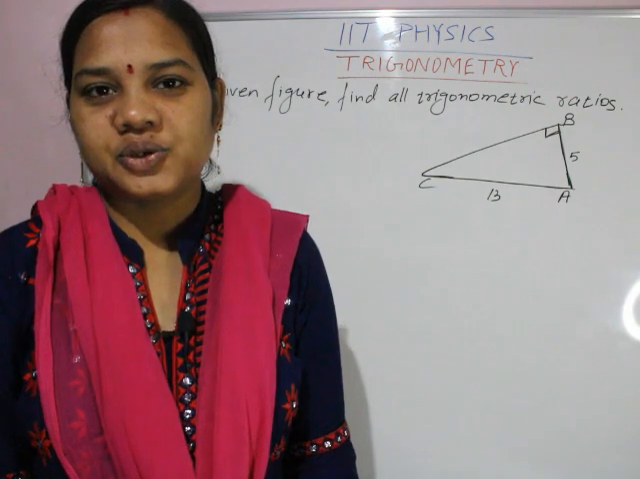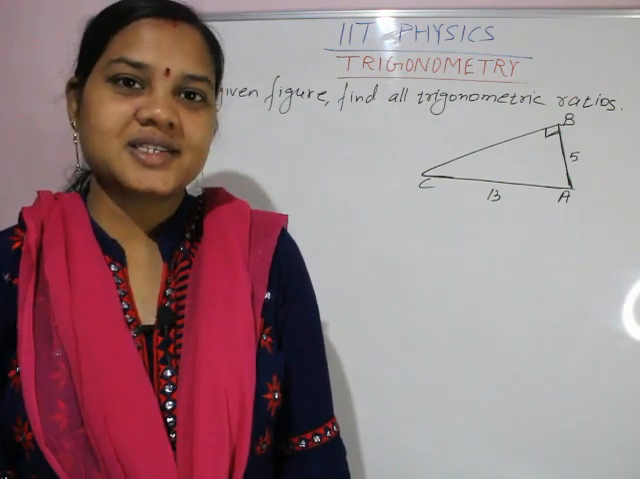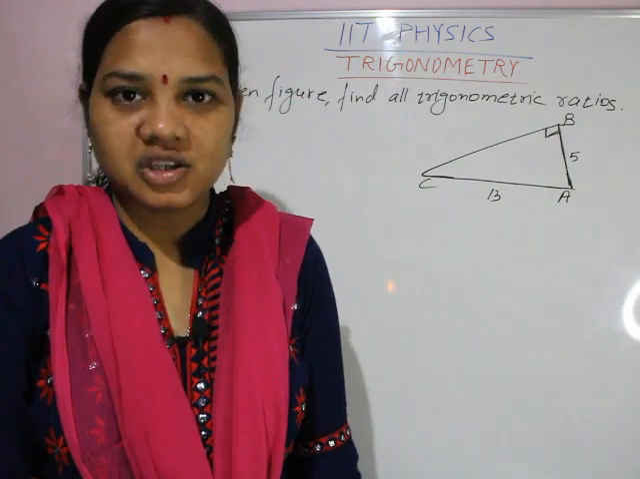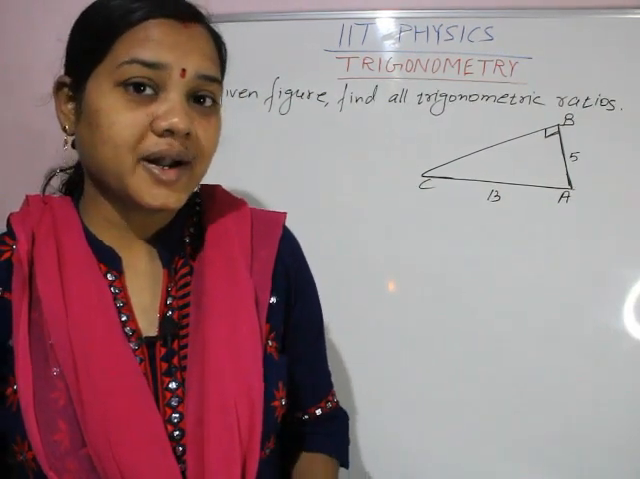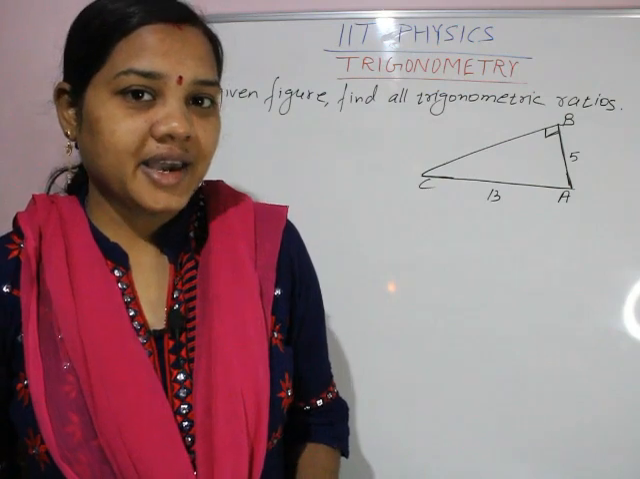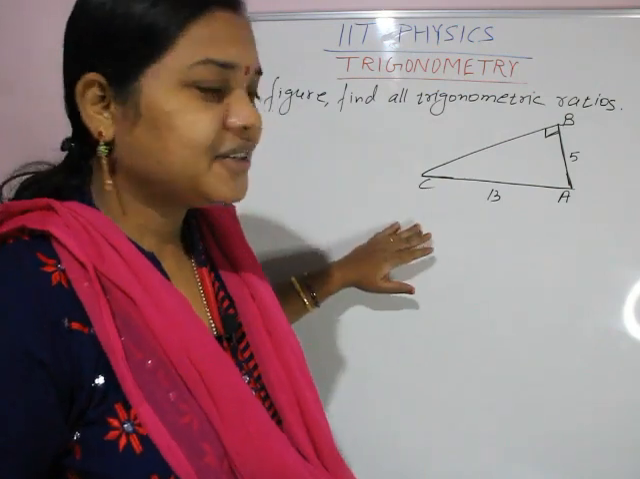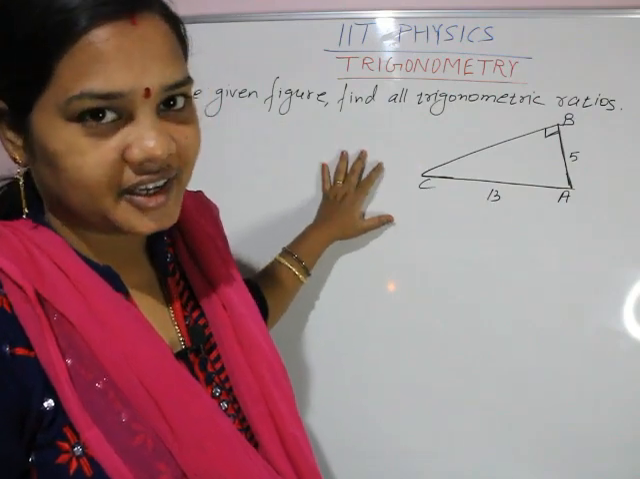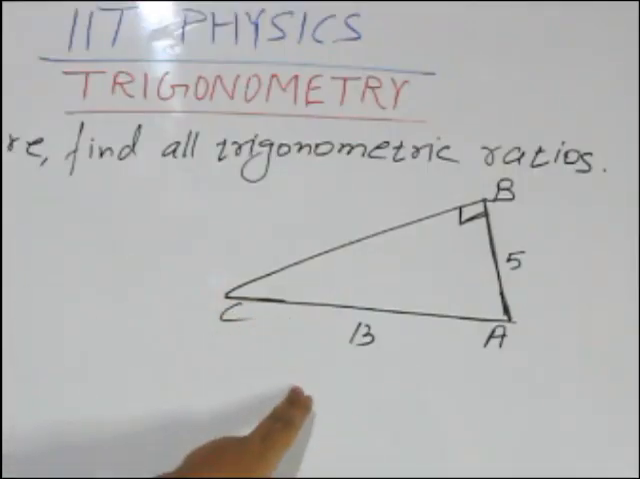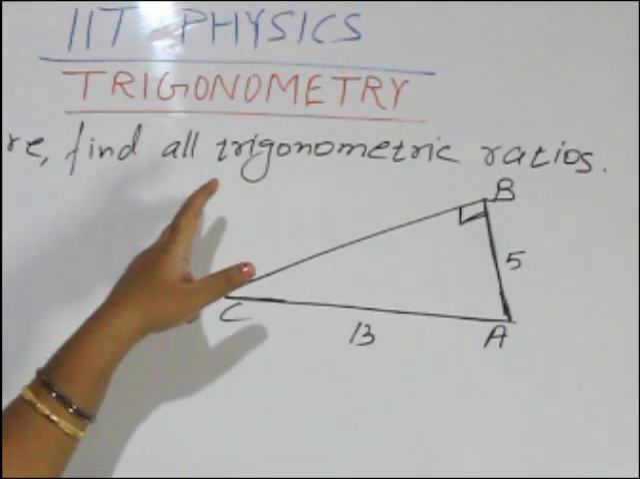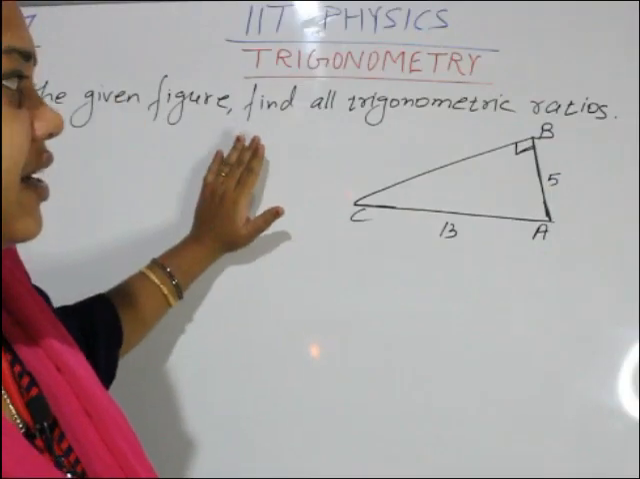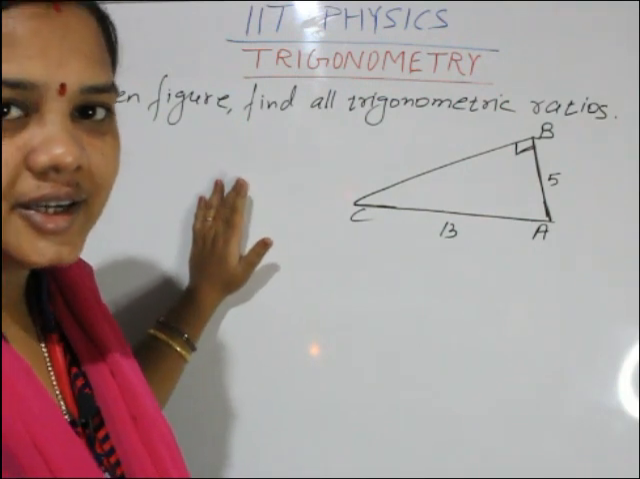Okay. So, last class, what did we discuss? We discussed the trigonometric ratio solution. And what homework did I give? I gave one figure, you can see it on the board. I gave one right angle triangle in which two sides are mentioned, the third side is not given, and the question is: from the given figure, find all trigonometric ratios.